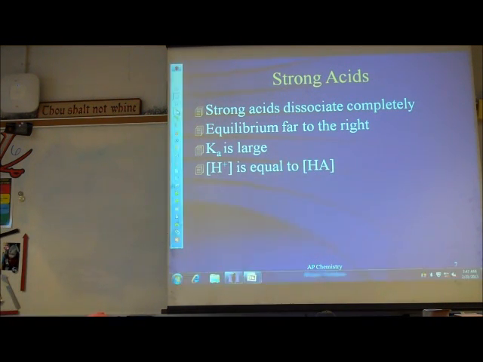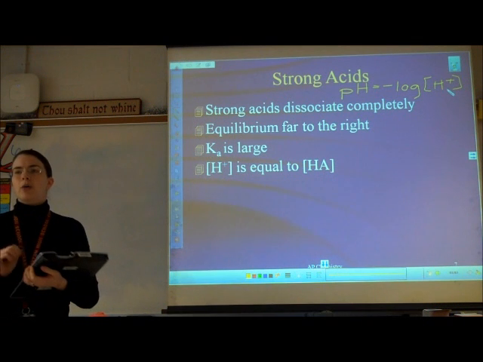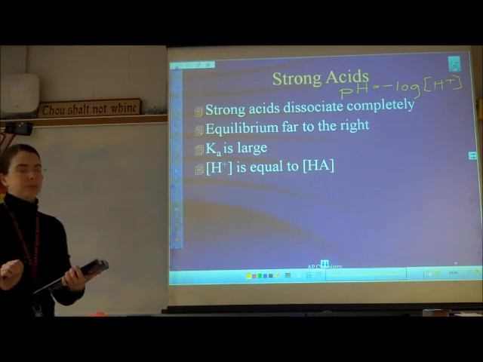And here's the thing. I'm going to write something up on the slide that some of you will have seen before and some of you will not. Does this equation look familiar to any of you? It's okay if it doesn't. Some of you will have seen it, some of you will not. This is the quickest, easiest way to calculate pH.